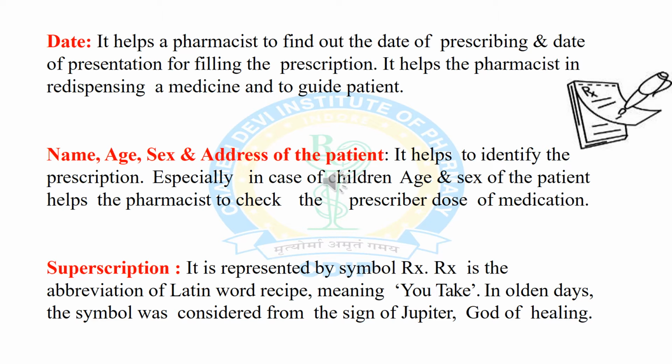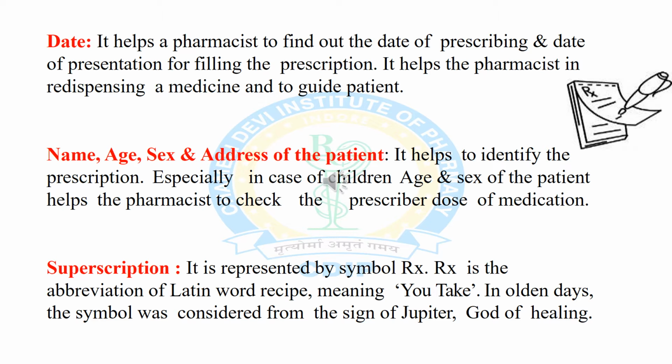In case any of this information is missing in the prescription, it may be included by the pharmacist after proper inquiry from the patient. Age and sex of the patient are also used in dose calculation of the drug.